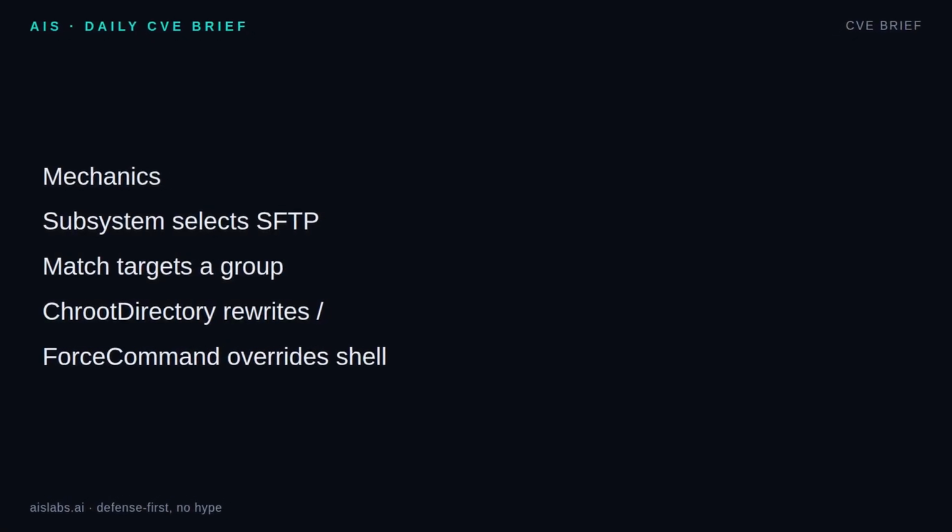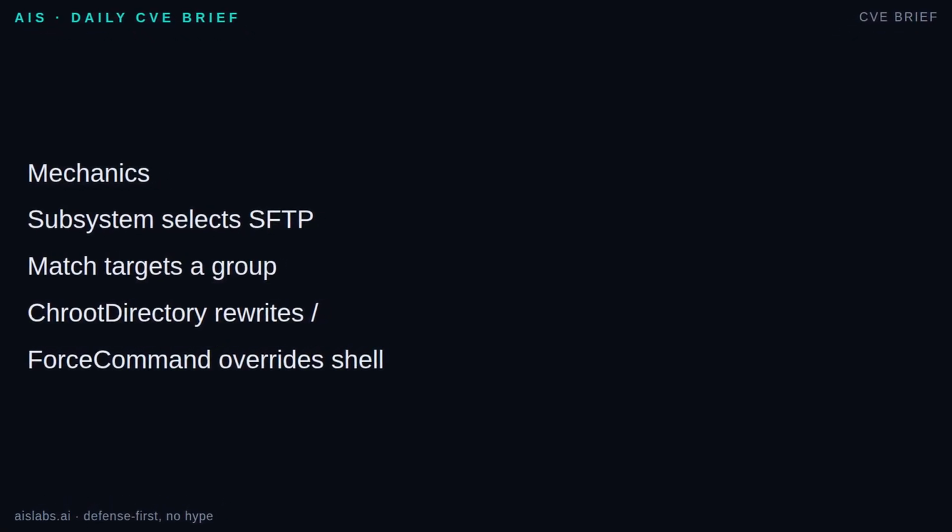There are 4 moving parts. First, the global subsystem line tells OpenSSH what program handles SFTP. Using internal-sftp means SSHD uses its built-in SFTP server, so you do not need to place libraries, shells, or SFTP server binaries inside the jail. Second, a match block applies settings only to selected users, usually a group. Third, ChrootDirectory changes the root directory for that session after authentication. Fourth, ForceCommand ignores whatever command the client requested and starts internal SFTP anyway. Add forwarding and TTY restrictions, and the account becomes a file transfer identity, not a general SSH login.